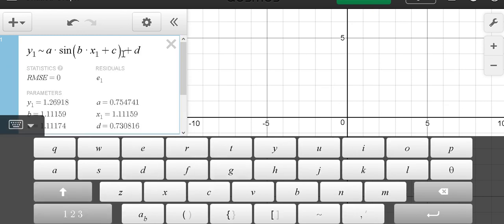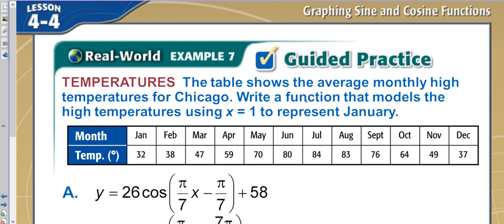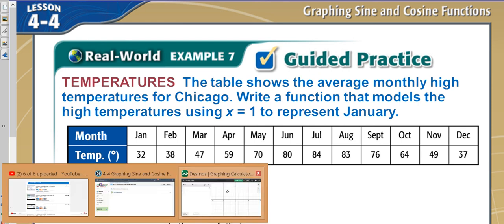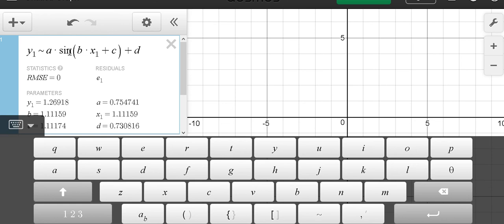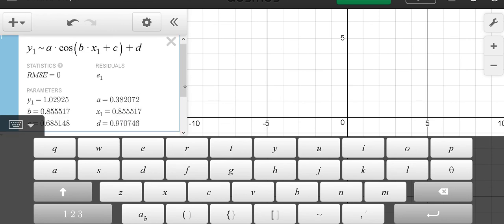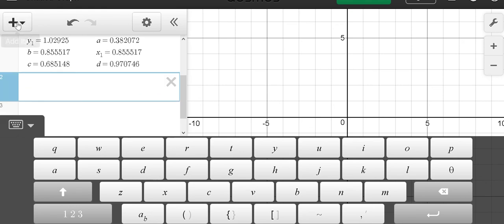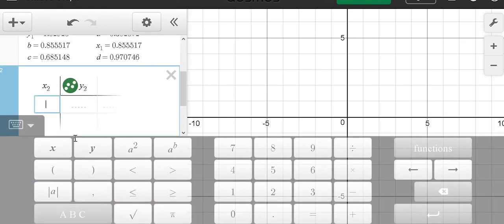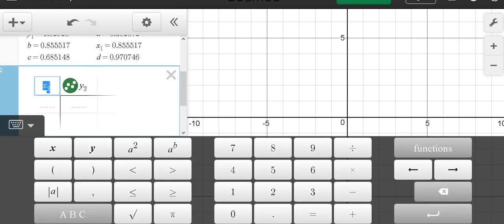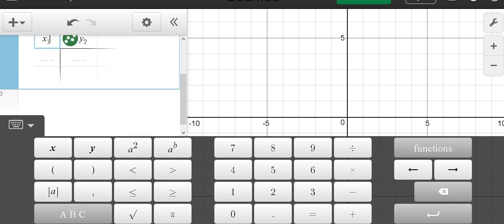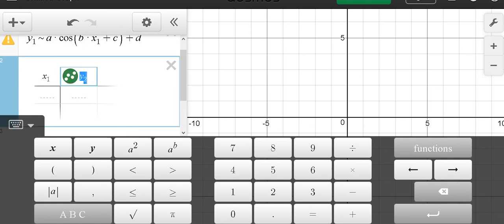And so now that you have the equation set up the way you want to find it, let me make sure they want sine and not cosine. Oh, no, they wanted cosine here. So all you'd have to do is back over here, you would change this to a cosine. And then you'd go down below and you would just insert a table. And you need to change these to where they're lined up, meaning x1 and y1, because that's what we used up above.